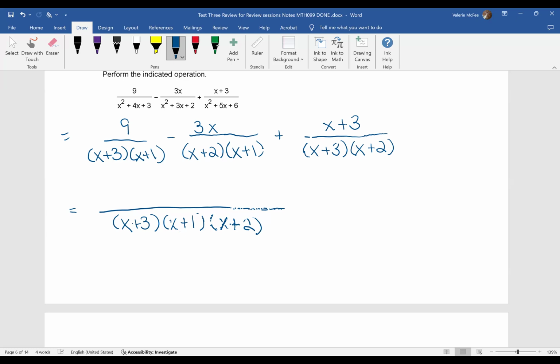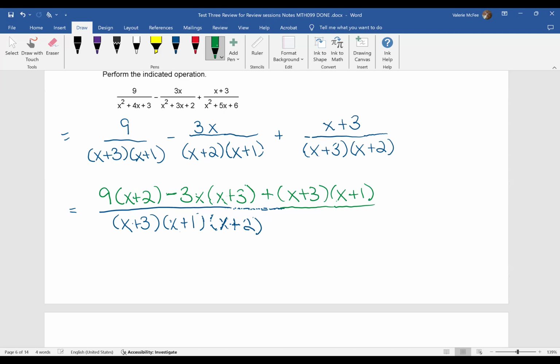In the first term, x plus 2 is missing. So we have 9 times x plus 2. In the second term, we see that x plus 3 is missing. So we're going to multiply by x plus 3. And in the last term, we see that x plus 1 is missing. So we're going to multiply by x plus 1. Remember, when you're multiplying by binomials, you need to have brackets around the entire binomial.